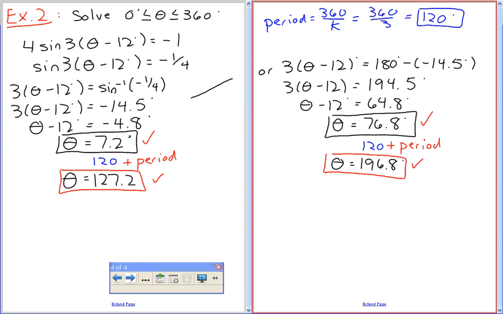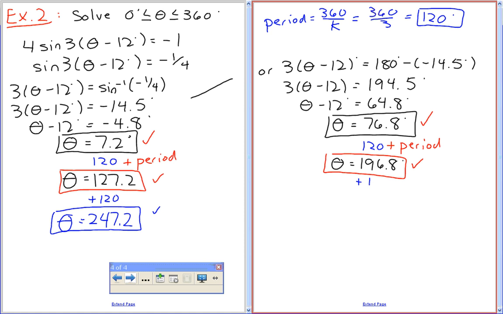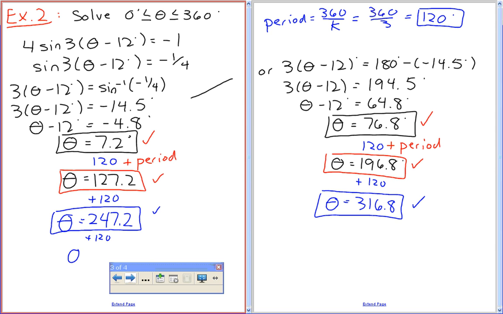So then I do plus 120. It should turn to 247.2, which is still good. And then plus 120, which happens to be 316.8. Still good. Okay, now Jared and Joe have told me there's only 6 solutions. How could I check? If I add 120 again here, I should hopefully get 367.2. Why am I not happy with that? It's over 360. They're not too big.